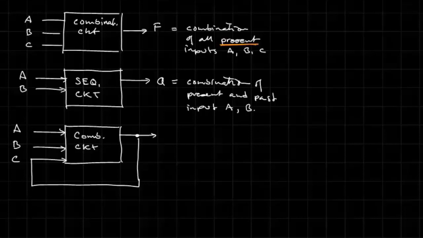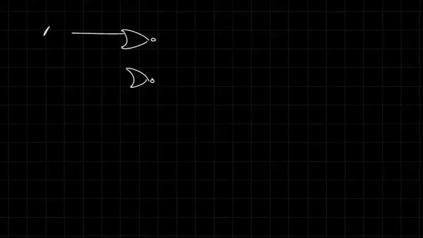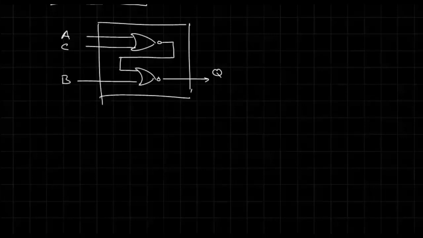So let me demonstrate that to you with a simple logic circuit. We're going to take 2 NOR gates. Here's an input A, and here's an input B. We're going to take the output of the first one and go to the second one. We'll call this output here Q, and I'm going to call this input here C. Okay, so there's my logic circuit.